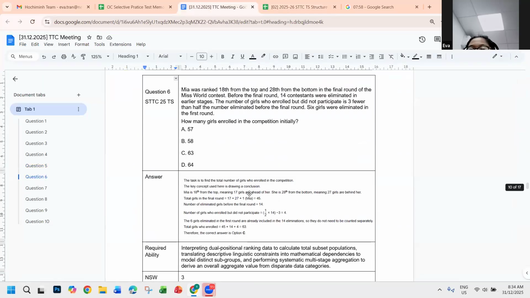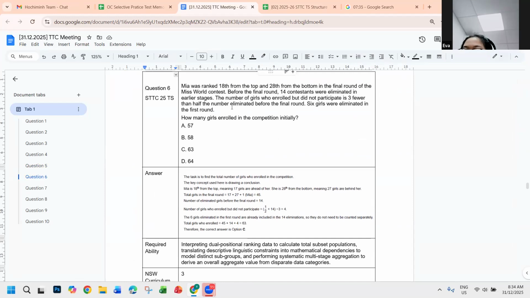So question number 6. Mia was ranked 18 from the top and 28 from the bottom in the final round of the contest. Before the final round, 14 contestants were eliminated from the early stage. The number of girls who enrolled but did not participate is 3 fewer than half of the number eliminated before the final round. 6 girls were eliminated in the first round. How many girls enrolled in the competition?